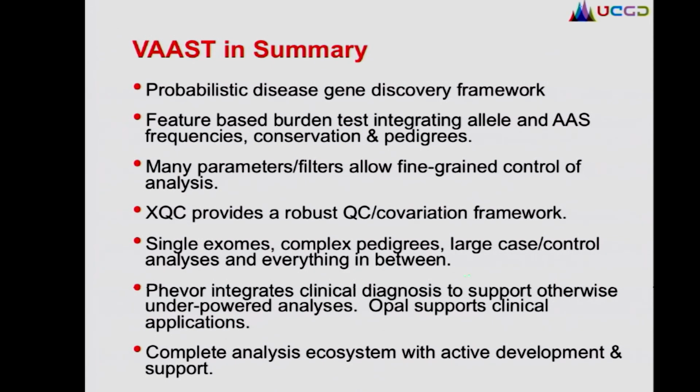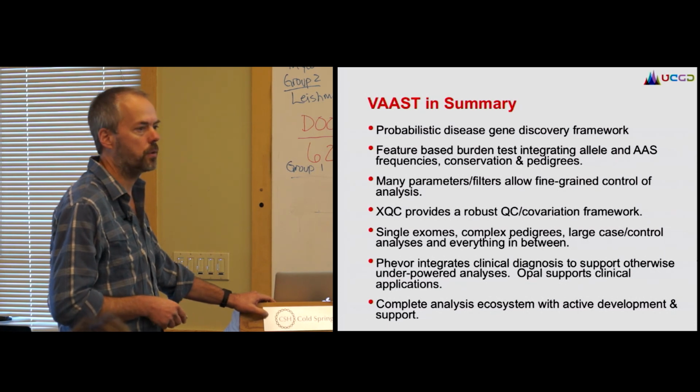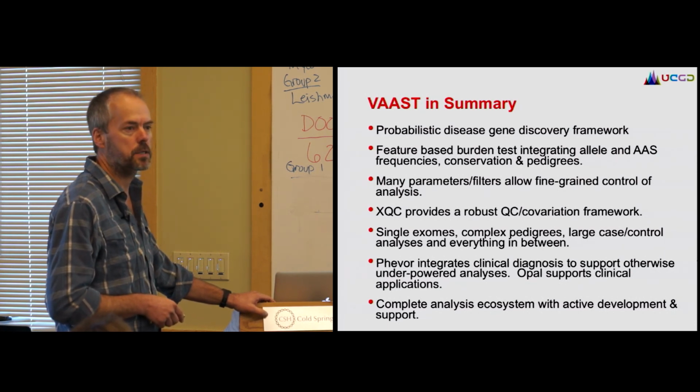Fever integrates phenotypic information, and OMICS supports clinical applications and integrates clinical diagnosis to make it easy to use for people who are more comfortable in a windowing web browser environment. And VAAST is attempting to be a complete analysis ecosystem for these data sets. It's under active development by 3 different groups, and there's support through an active mailing list and so forth.